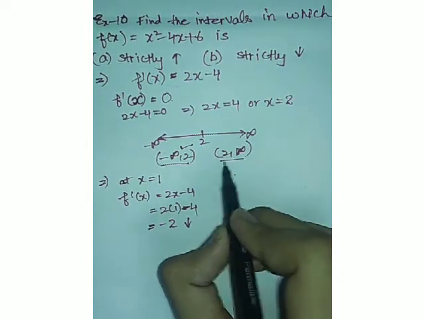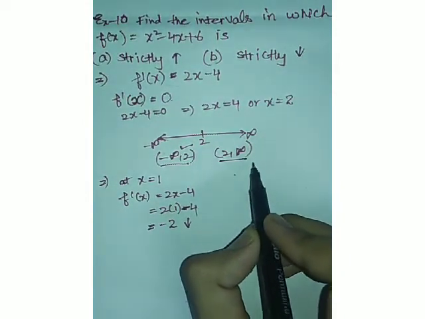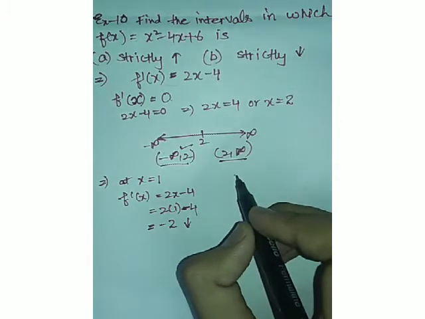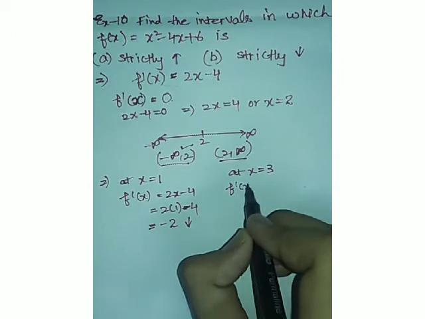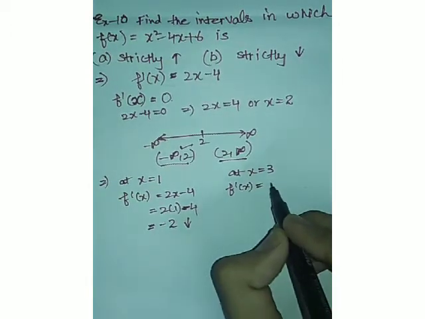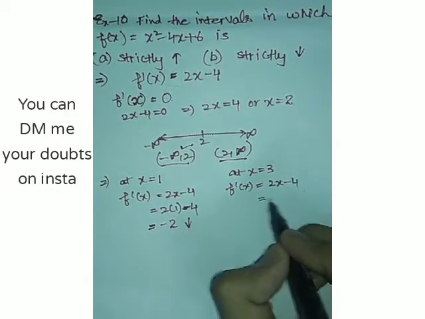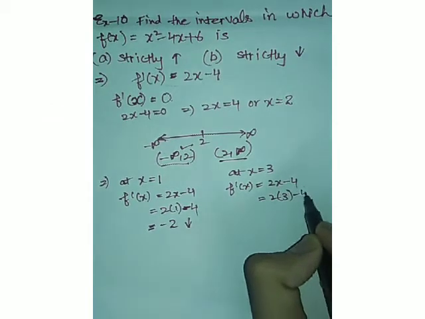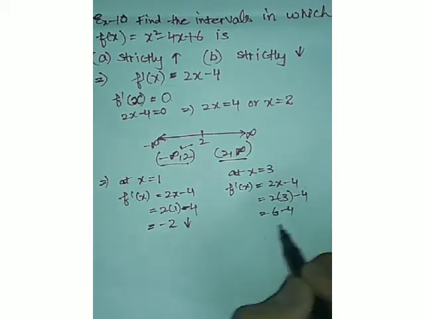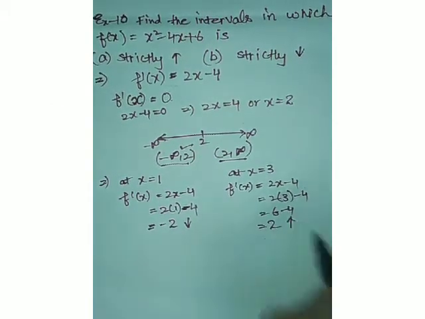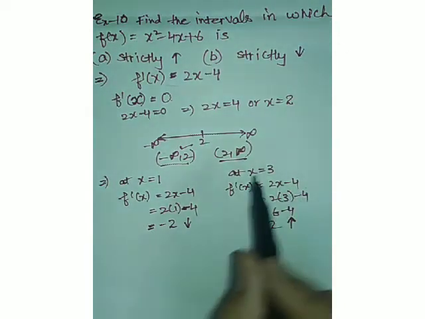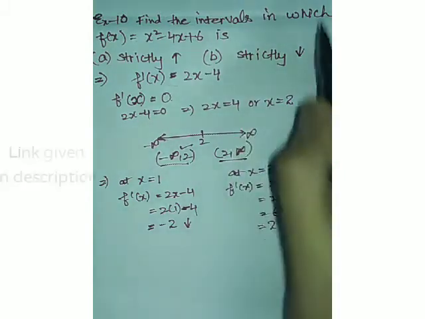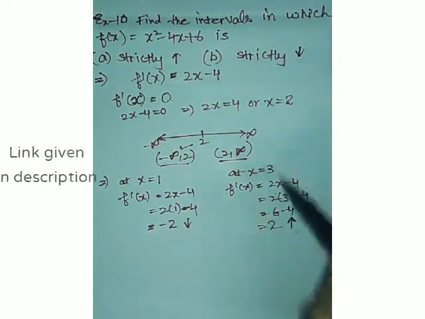Now we have to check whether in this interval the function is increasing or decreasing. Take any value, for example x = 3. What will you get? f'(x) = 2x − 4, and 2 times 3 is 6, minus 4, you will get 2. It means the function is strictly increasing in this interval. So in this way you have to find the intervals in which the given function is strictly increasing or decreasing.